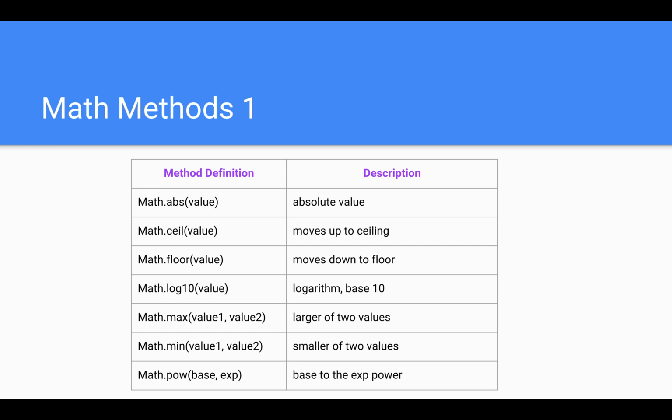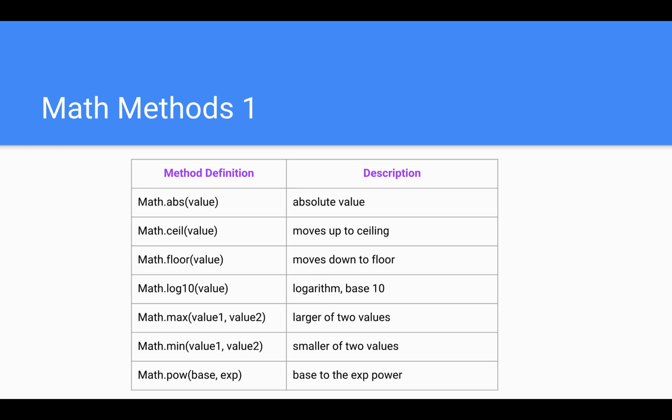So here are the first set of math methods you could use. Math.abs, which gives you the absolute value of whatever value you pass it. Math.ceil, which takes in a double and moves it up to whatever the next value is. Math.floor, which takes in a double and moves down to whatever the value underneath it is. So if you pass in 3.5, you'll get 3. If you pass in 3.7, you'll also get 3.